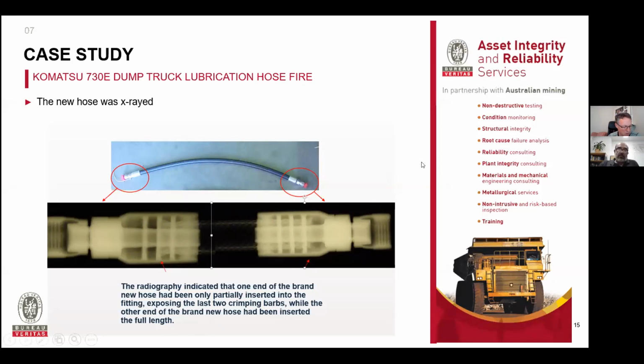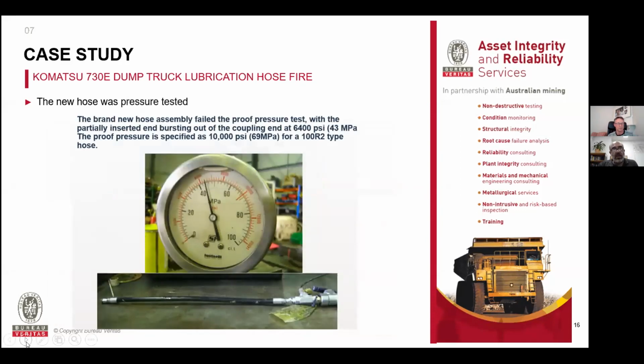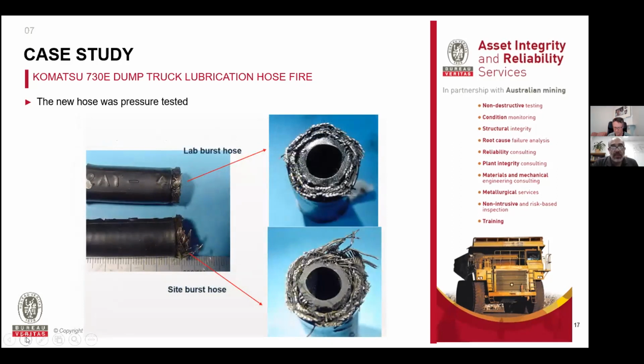So we did some pressure testing and identified that the proof pressure specified was a little bit on the low side, where we got 43 megapascals or 6,400 PSI as opposed to 69. So its rating was not as it should have been. And when we looked at the lab burst hose and the site burst hose, they were very similar in appearance.